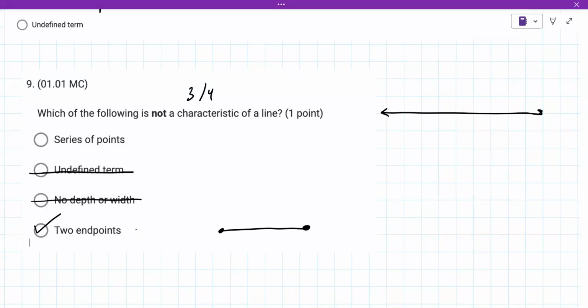Which term best describes this geometric figure? I would think that'd be a line segment because that's 2 endpoints. Yeah, I would say it's a segment. All right, that is the last question on there.